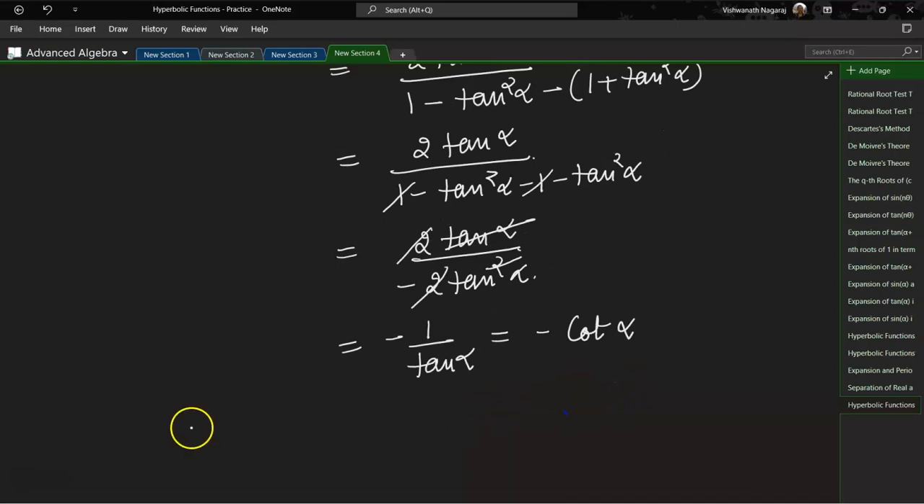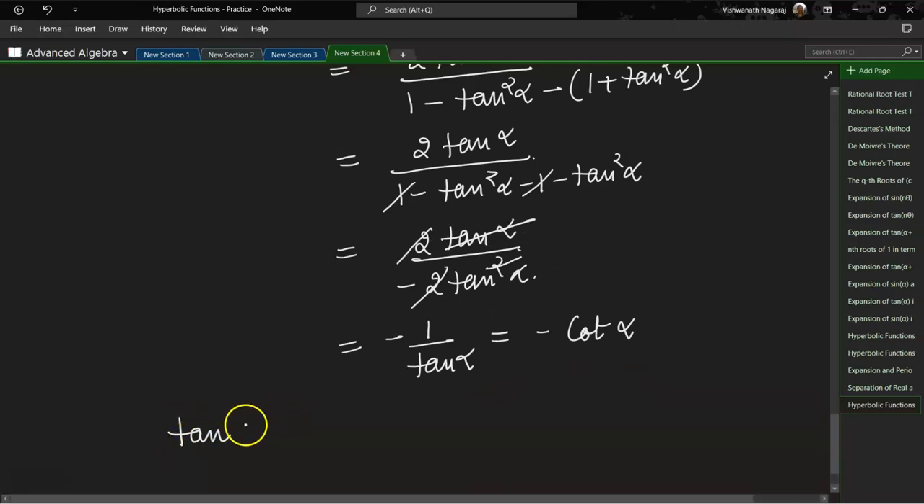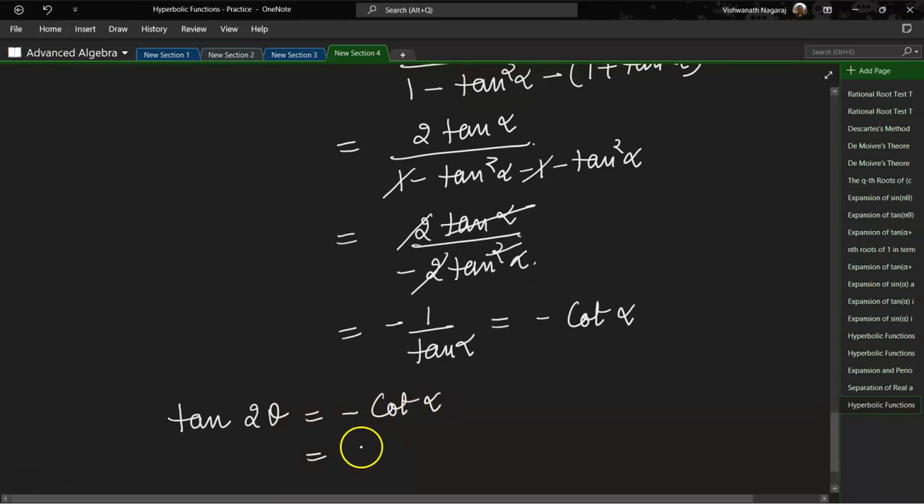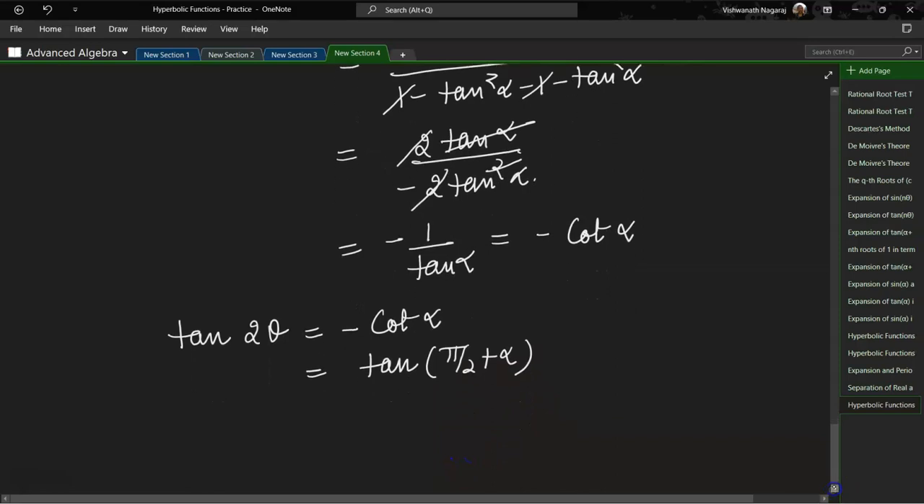So what have we ended up with? We have ended up with tan 2 theta is equal to minus cot alpha, and minus cot alpha can be written in terms of tan as tan of pi by 2 plus alpha. Okay, and remember tan is periodic and its period is n pi, so we can write it as tan of n pi plus pi by 2 plus alpha.